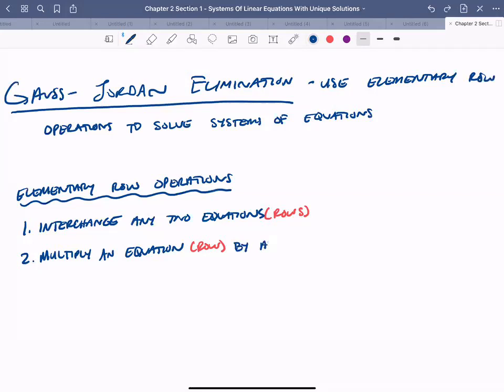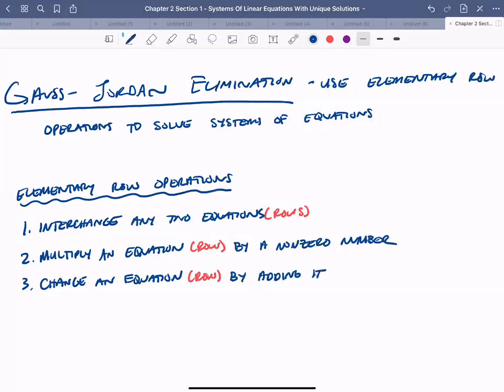And the last one of the three is we can change an equation, or again, a row, by adding it to a multiple of another equation, or we could say row.